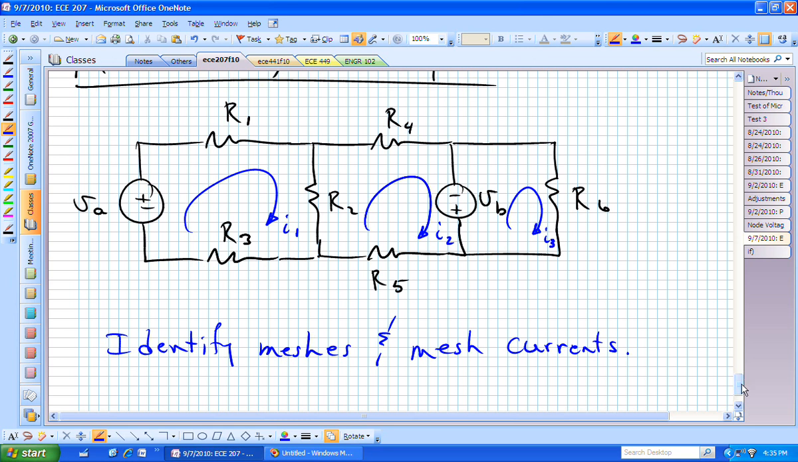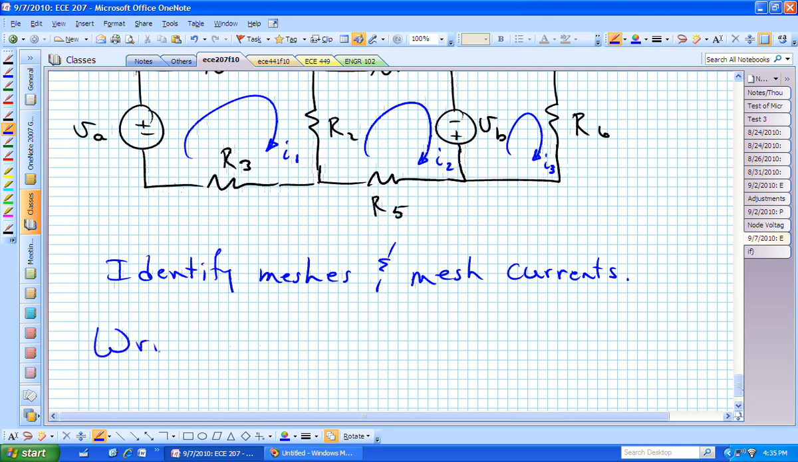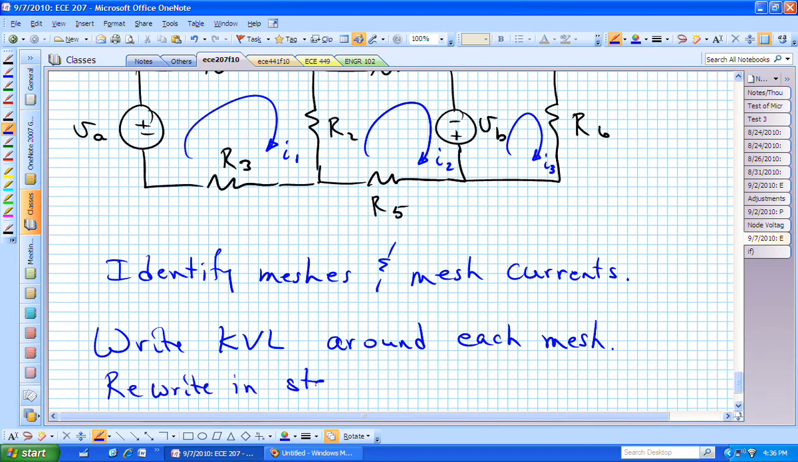We now want to write KVL around each mesh. And once we're finished with that, we will go ahead and rewrite in standard form.